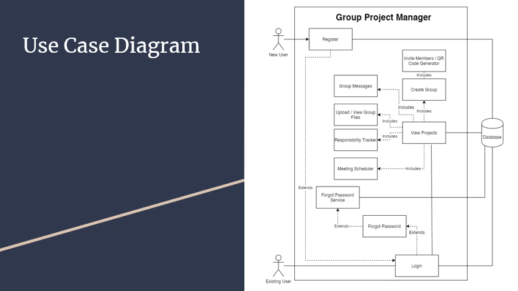And now we come to our use case diagram. As you can see, new users can register into our database, which makes them an existing user, allowing them to log into our system. If at any point a user forgets their password, they can use our Forgot Password service to create an entirely new password.